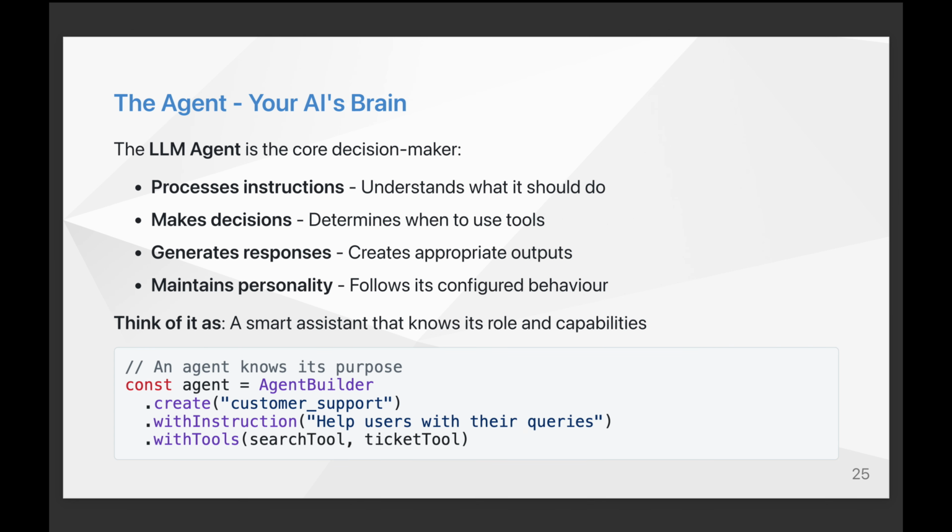The agent is your AI's brain. It processes instructions, understands what it should do, decides when to use tools, and generates appropriate responses while maintaining its configured personality. Think of it as a smart assistant that knows its role and capabilities. When you create an agent for customer support, it knows it should help the users, it knows which tools it can use, and it maintains a helpful personality throughout. The agent is where your AI intelligence lives, but it needs the other components to actually do anything useful.